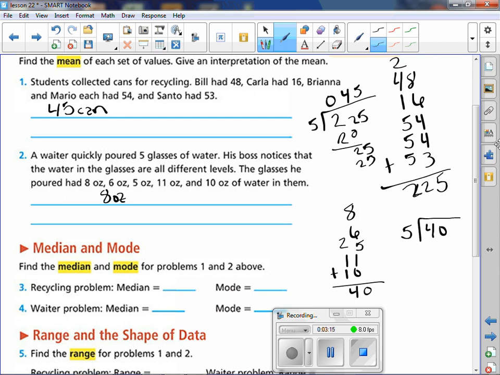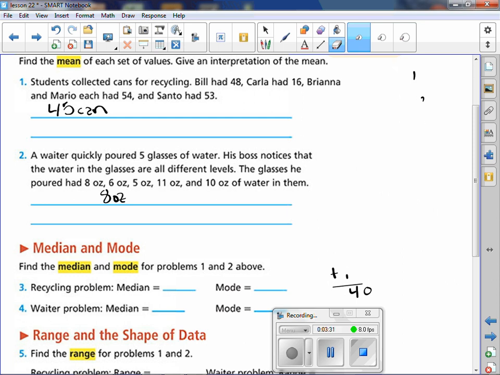Okay. Median and mode. Okay, so when we think about median, it's the middle number. Remember, you order the numbers from least to greatest, and then mode is the most frequent number. Okay, so the one that you see the most often. So let's talk about those really quickly.